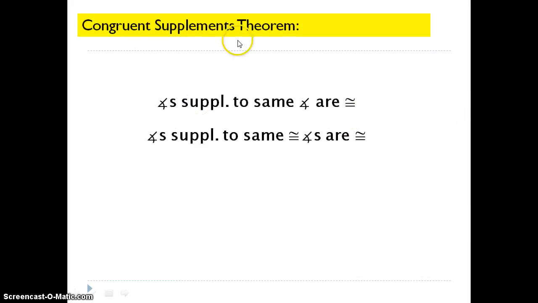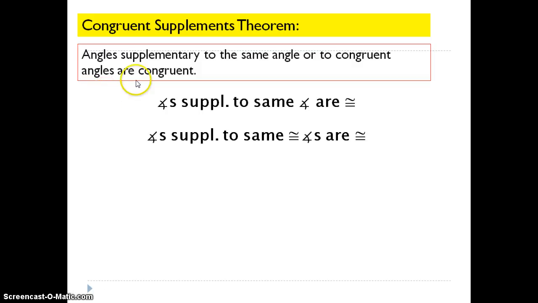Our first theorem is going to be the congruent supplements theorem. So this theorem says angles supplementary to the same angle or congruent angles are congruent. So the way that you would write that with your notation, you would say angles supplementary to the same angle are congruent, or you could say angles supplementary to congruent angles are congruent.